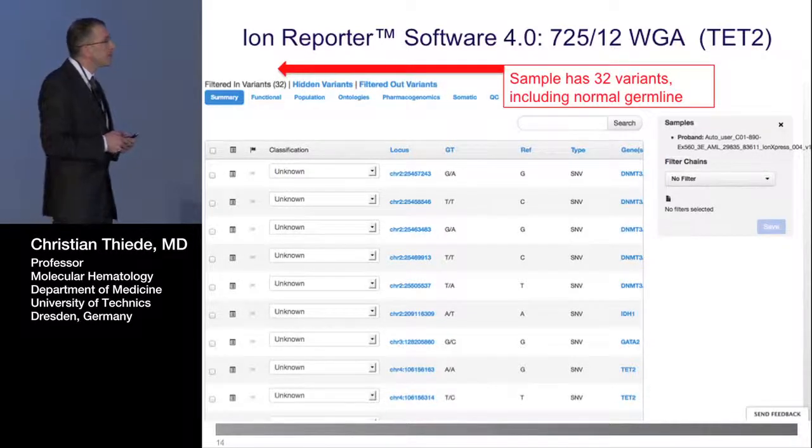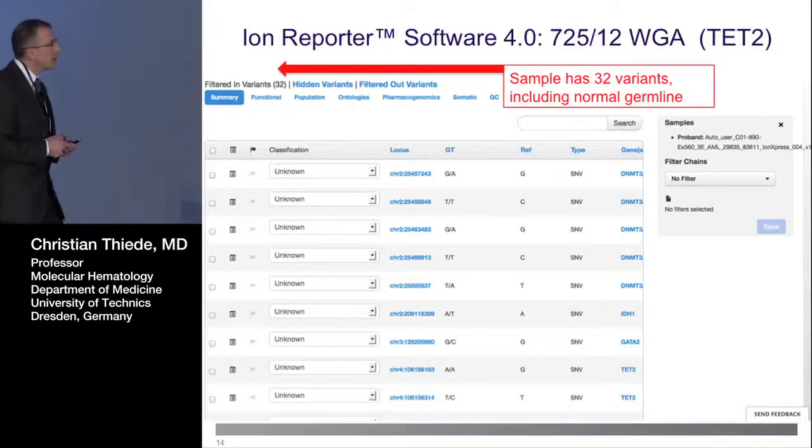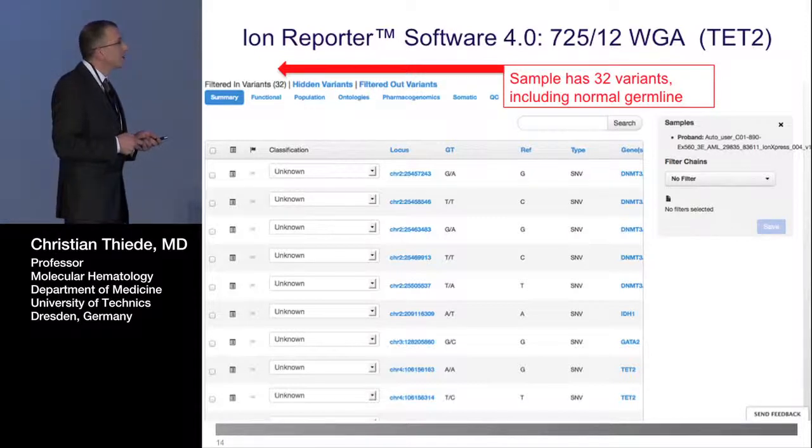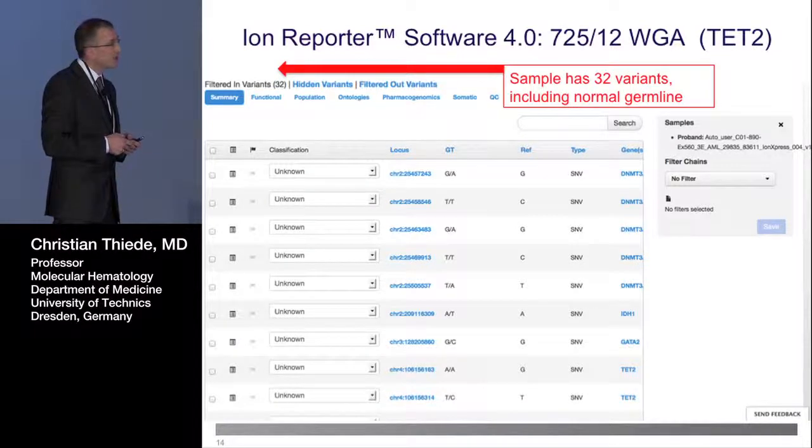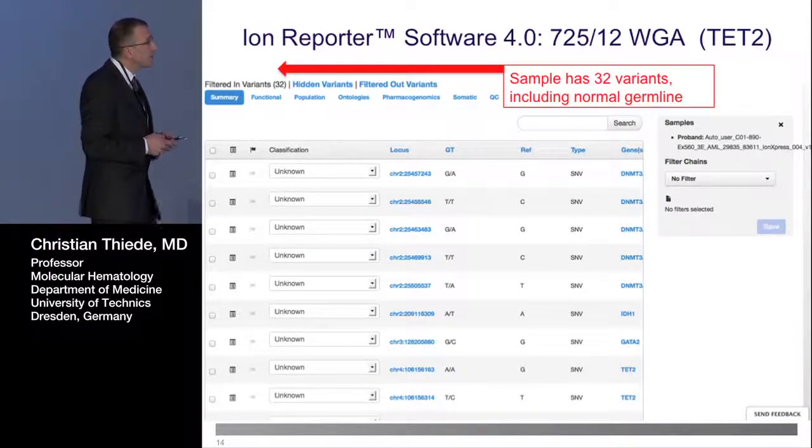These are just some screenshots of the Ion Reporter software, which appears to be a quite useful tool to do the analysis. This is the first analysis of such a sample, which we sent to Ion Torrent. You see that there were 32 alterations present in this sample, and this also includes, of course, the normal germline.